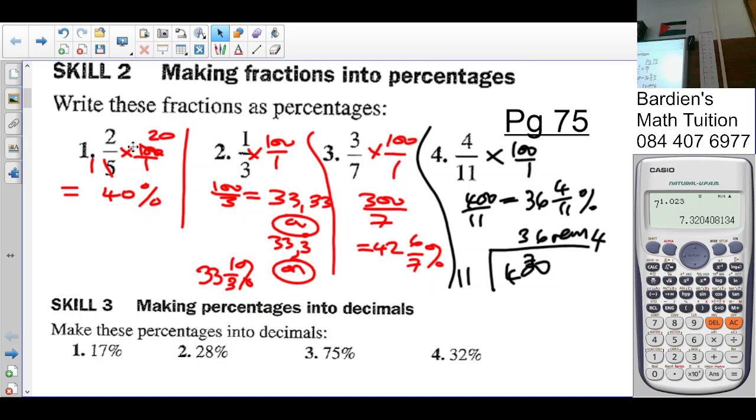Any confusion there? You all okay with that? Okay.